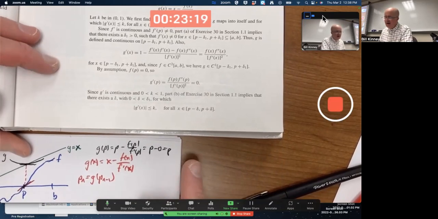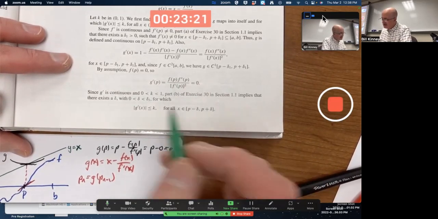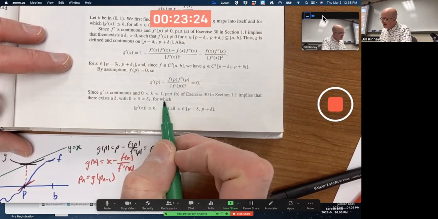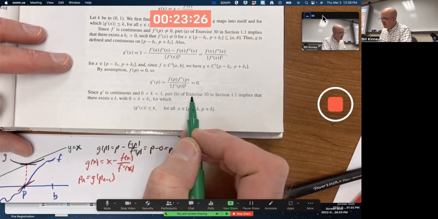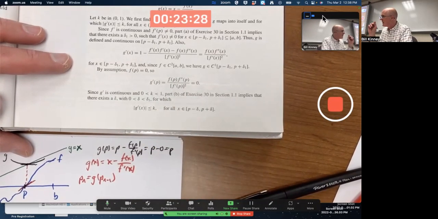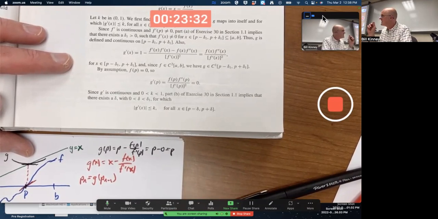So what do we have now? So this is 0. G prime's continuous and equal to 0 at P. So if you change the input of G prime a little bit away from P, the output of G prime should still be close to 0.